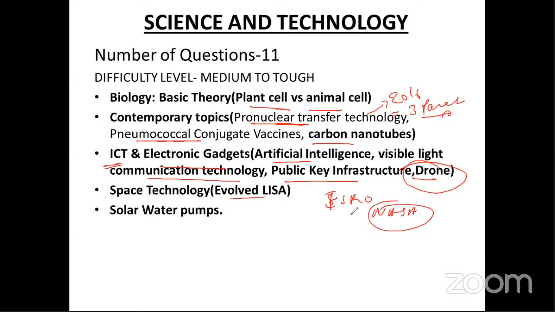Now you see, gravitational wave is one important area where research and development is continuously going on. So try to find out what gravitational waves are and what the important technologies are to detect gravitational waves in the sky. Again, solar water pumps, which are based on a renewable source of energy: how we can utilize this pump for a better irrigation facility. This was a question from science and technology.